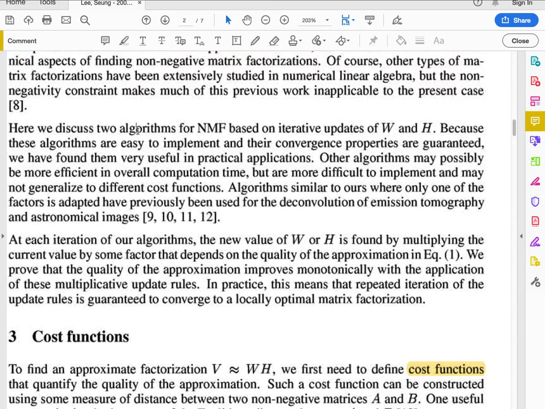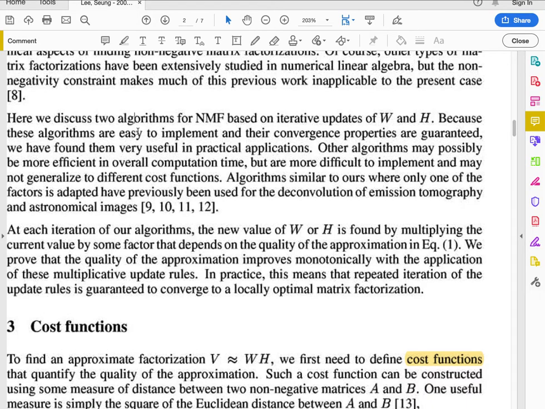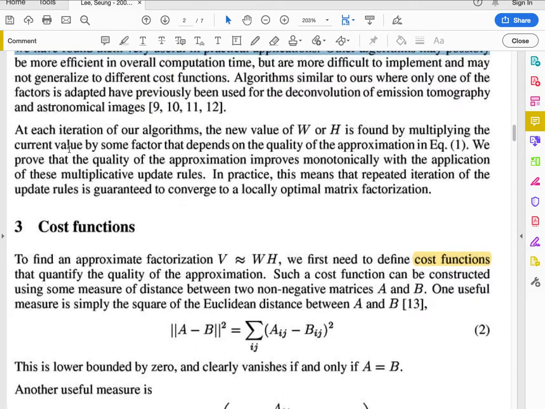Applications we'll do after this class. Here we discuss two algorithms, and they are easy to implement and their convergence properties are guaranteed. We found them very useful in practical applications. Other algorithms may possibly be more efficient in overall computation time but are more difficult to implement and may not generalize to different cost functions. So they are telling different good things about their algorithms.